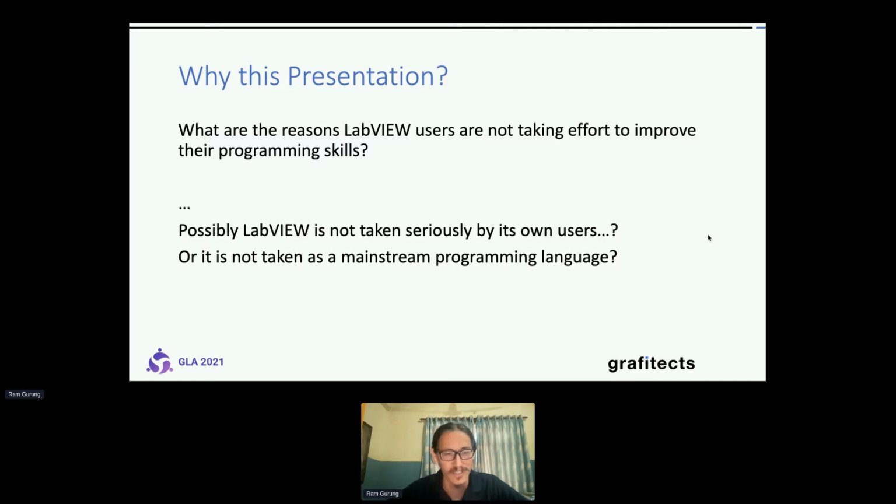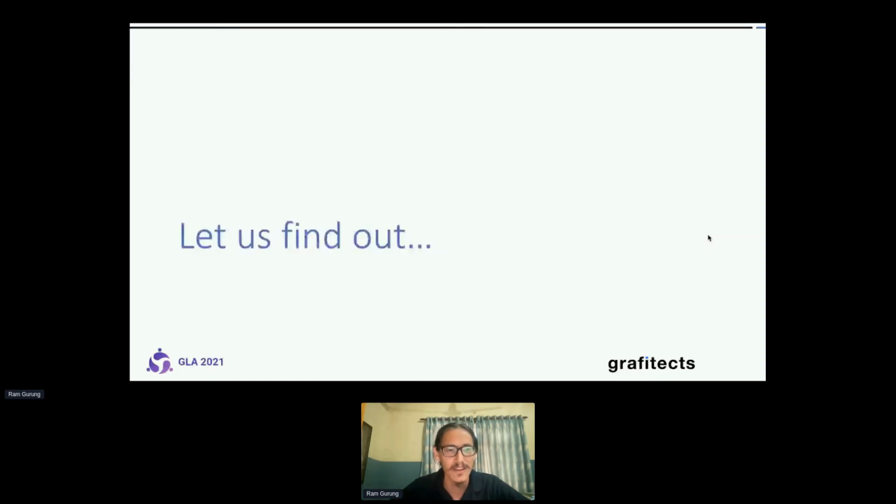I'm not judging anything, just trying to understand. Let this presentation be more exploratory rather than conclusive in nature. So let's find out what this is all about. What you are going to see is not only my effort, it's a cohesive effort of all the LabVIEW professionals out there.